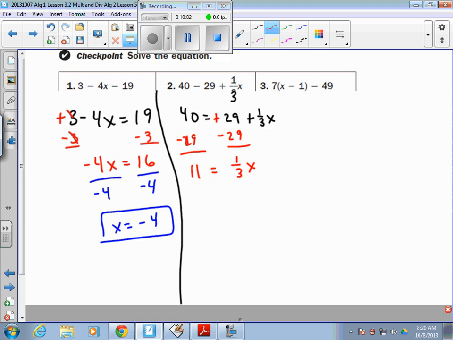Now that says 1/3 times x. Undo that by dividing by 1/3, but remember that means to multiply by the reciprocal, 3/1. If you multiply the right, multiply the left by the reciprocal, 3/1, which is the same thing as 3, and 3 times 11 is 33.